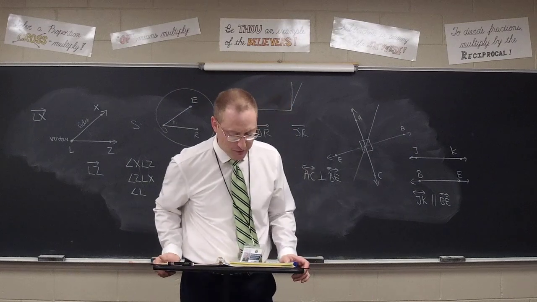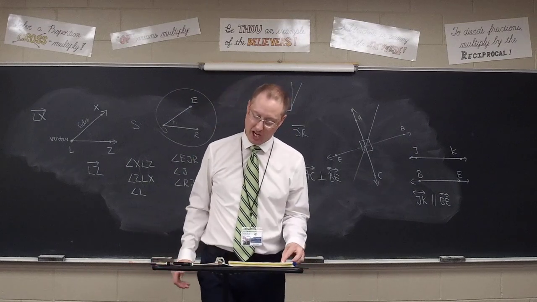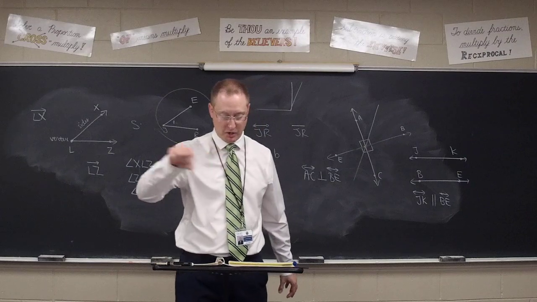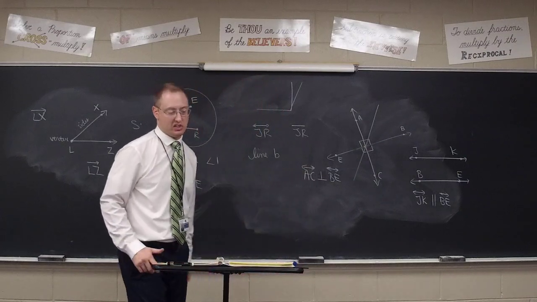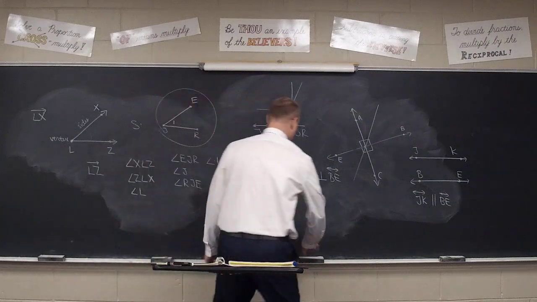Numbers 1 through 6, they've used some symbols, some notation. At your seats, I want you to write out in words what it's showing. What are they describing with those symbols? Do 1 through 6 on page 143.